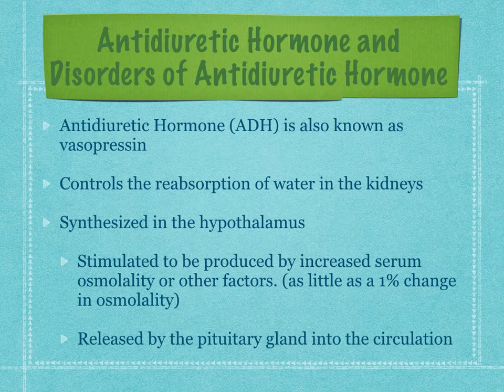So let's look at antidiuretic hormone and disorders of the antidiuretic hormone. Antidiuretic hormone, ADH, is also known as vasopressin. It controls the reabsorption of water in the kidney. It is synthesized in the hypothalamus. It's stimulated to be produced by increased serum osmolality or other factors, as little as a 1% change in osmolality. It's released by the pituitary gland into the circulation.